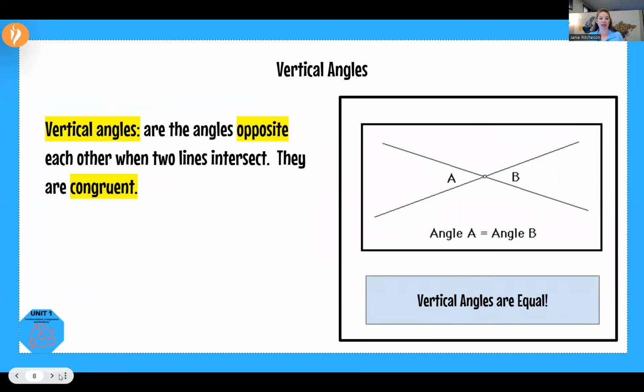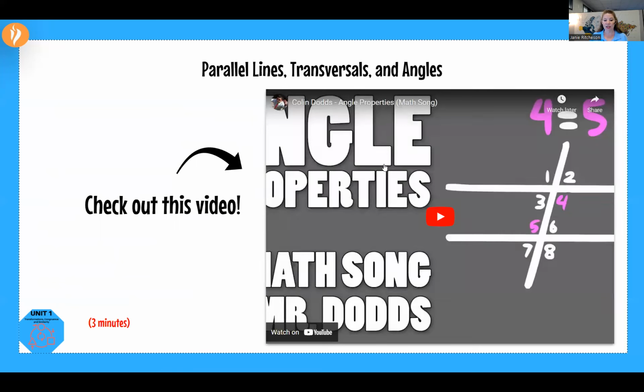Vertical angles are the angles opposite each other when two lines intersect. They are always congruent. So they're always across from each other. Vertical angles are congruent. So here you see angle A and angle B are vertical angles, which means they're the exact same measurement.